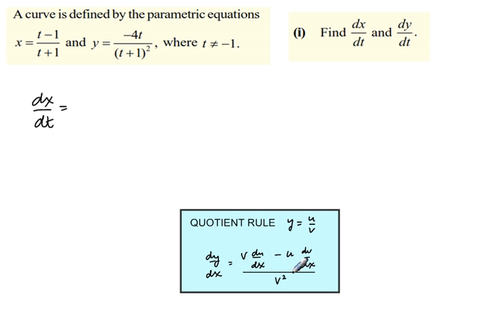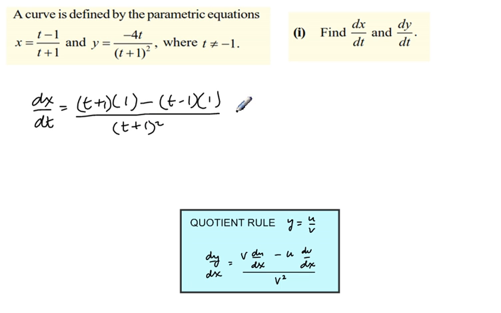So for dx/dt, we'll use the quotient rule, and the formula says it's v, that's the part in the bottom, t plus 1, multiplied by du/dx, the derivative of t minus 1, which is just 1, minus u, which is t minus 1, multiplied by dv/dx, the derivative of t plus 1, which is just 1. And everything is divided by v squared, which is t plus 1 squared.